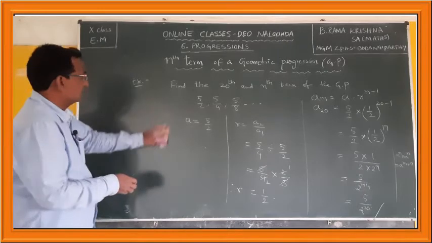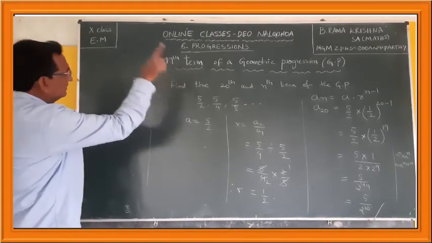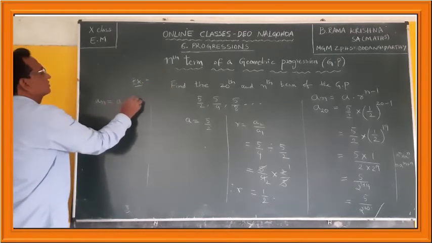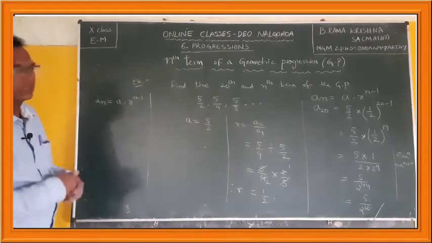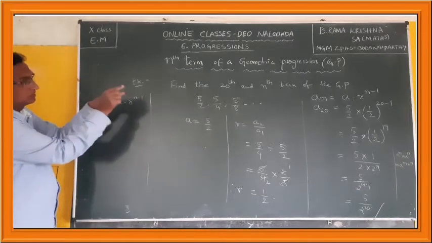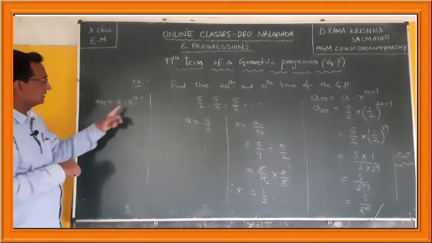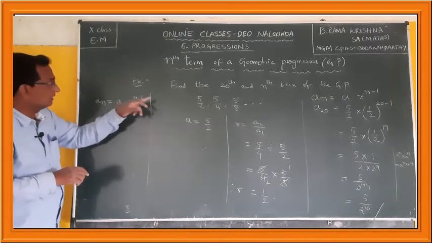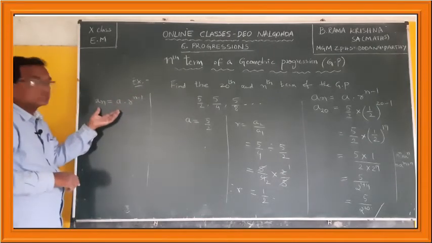Now he asked another one. He asked us to find out the nth term. Nth term means a_n is equal to a into r to the power of n minus 1. Why is he asking for the nth term again? Is this nth term related to this geometric progression? No. Why? Because this is the general nth term formula. Is this the nth term specifically for this geometric progression?